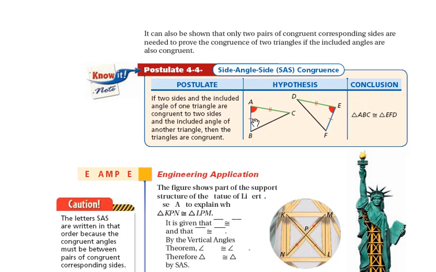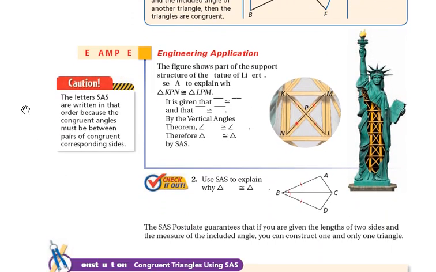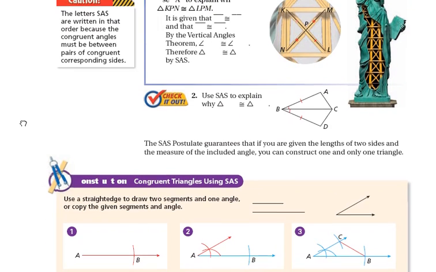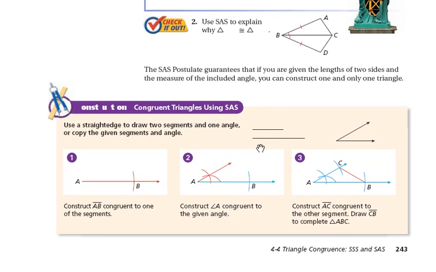Looking at this picture, we have side AB congruent to EF, AC congruent to DE, and the included angles, the angle between those two sides, are also given as congruent. Then you have congruent triangles as well. And here's another little example, an engineering example that you can take a look at. And then there is a construction using side-angle-side. You can look through that as well.